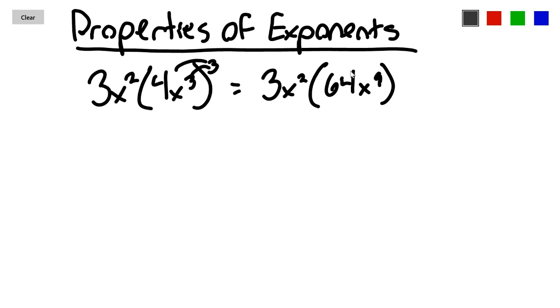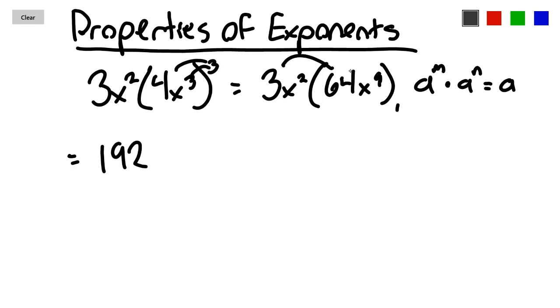Multiplying the 3 times the 64 is just like normal, and that's going to give me 192. But when I multiply the x's together, I have to use this rule: when you have some number raised to a power and you want to multiply it by that same base raised to another power, this is equal to that base raised to the sum of the two powers. So what I'm dealing with is x squared times x to the ninth power. Using this rule, I'm going to get x to the 11th power, because 2 plus 9 gives me 11.